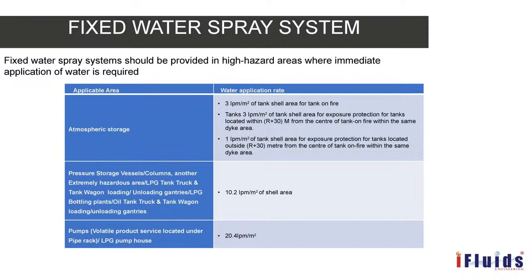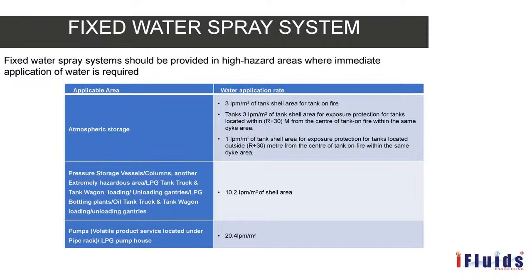So as described before, the flow rate condition is the same. If it is to provide shell cooling, or if any tank is on fire, then 3 liter per minute per meter square is required on the tank shell area. If it has to be provided for a nearby tank, which is situated within 30 meters of the radius of the center of the tank which is on fire, then the same 3 liter per minute per meter square is required.